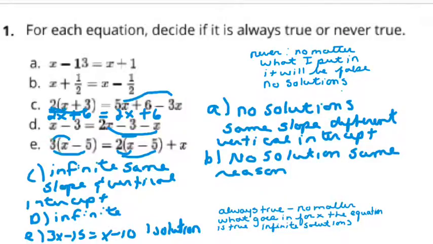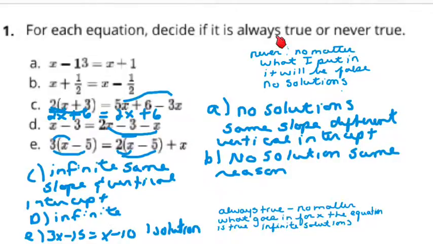Okay, so for number 1, they're asking us to decide if each of these equations is always true or never true. So never true means that no matter what you put in for the x value, when you solve, it's going to be false. Period. So anything I put in here is going to cause these two sides not to be equal. And so that's the same as having no solutions.